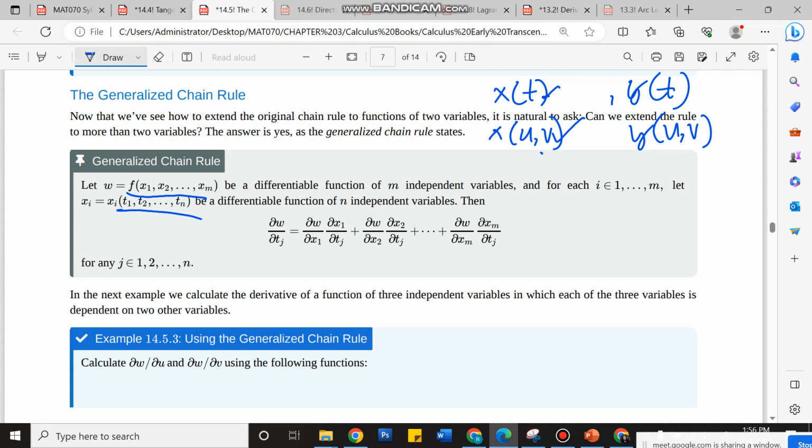If ever you want to get the derivative of w with respect to x sub 2, the rest of your variables, like t sub 2, will be considered constant. Okay? So, katura ilang kalahian.